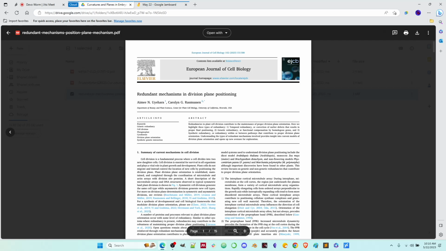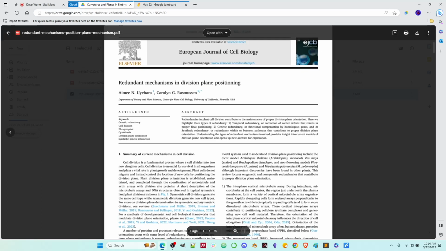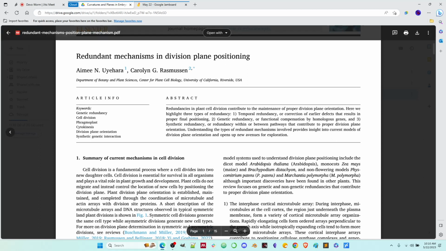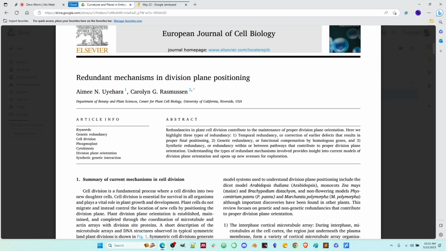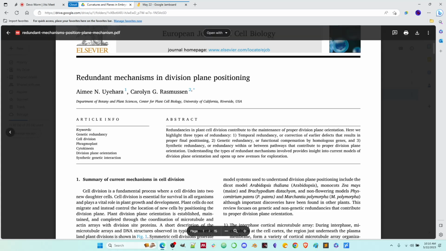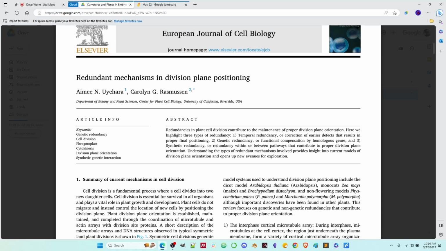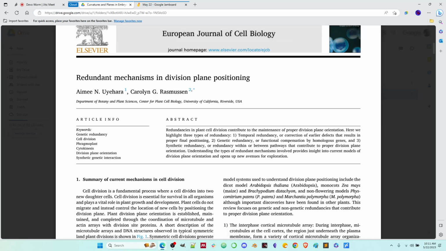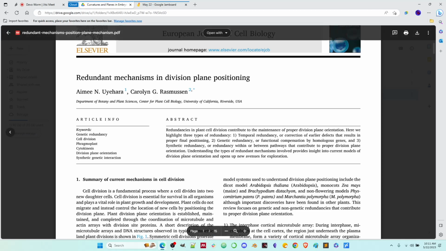So the last paper is redundant mechanisms in division plane positioning. So this one isn't like the other two. It talks about plane positioning, and this is in plant cell division, so this is a little bit different set of systems. Redundancy in plant cell division contributes to the maintenance of proper division plane orientation. Here we highlight 3 types of redundancy. There's temporal redundancy, or correction of earlier defects that results in proper final positioning. There's genetic redundancy, which is the functional compensation by homologous genes. And then synthetic redundancy, or redundancy within and between pathways that contribute to proper division plane orientation. Understanding the types of redundant mechanisms involved provides insight into current models of division plane orientation.